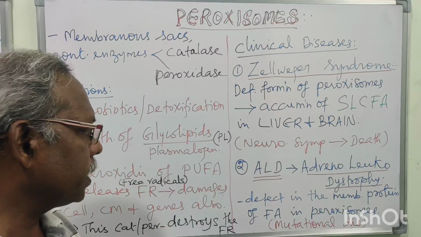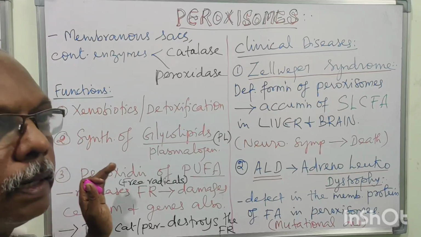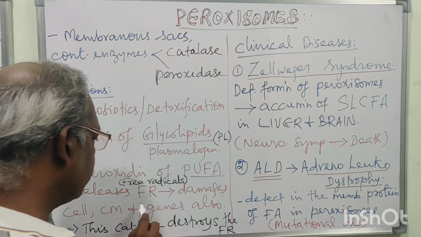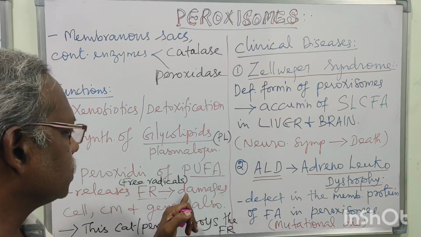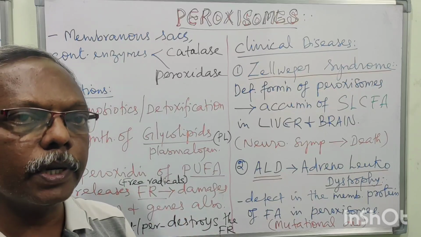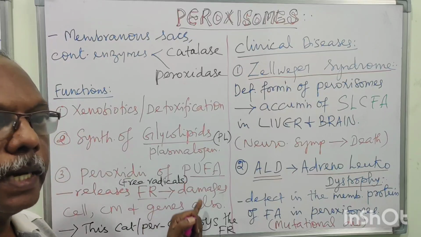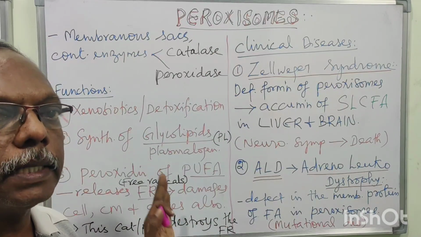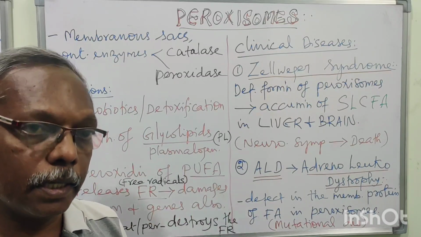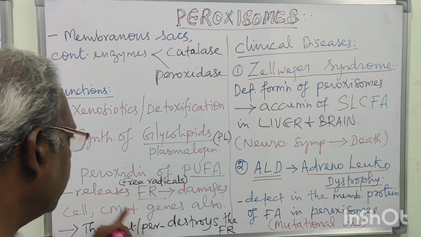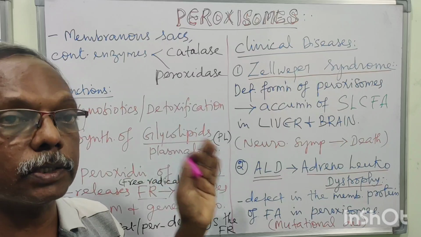Next one is what happens in peroxidation of PUFA. PUFA means polyunsaturated fatty acid. In polyunsaturated fatty acid peroxidation, they will release some free radicals. FR means free radicals. You know, free radicals are very harmful to the body. They damage the cell membrane, tissues and sometimes genes also. So for these free radicals, the scavengers are the peroxisomal enzymes, catalase and peroxidase. So what is the role of peroxidase and catalase? Removal of the free radicals that occur by peroxidation of polyunsaturated fatty acids. So these three are the functions of peroxisomes.